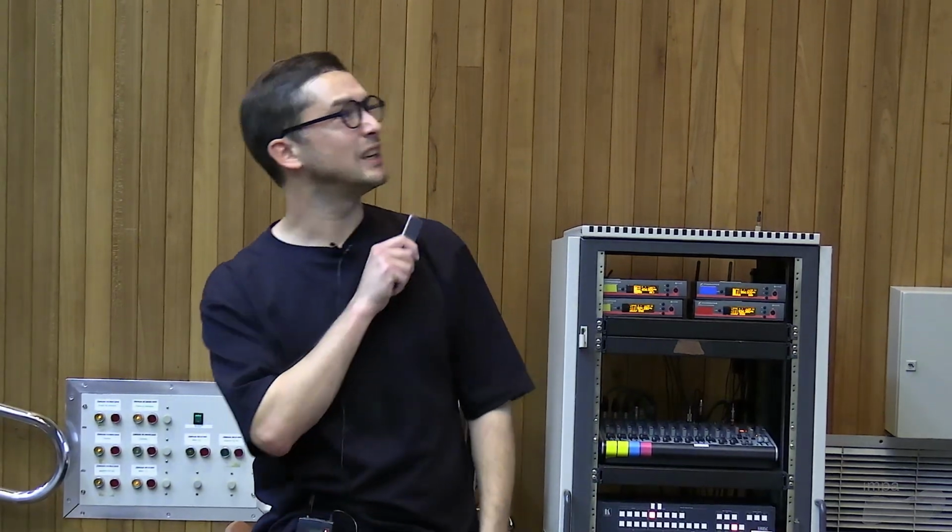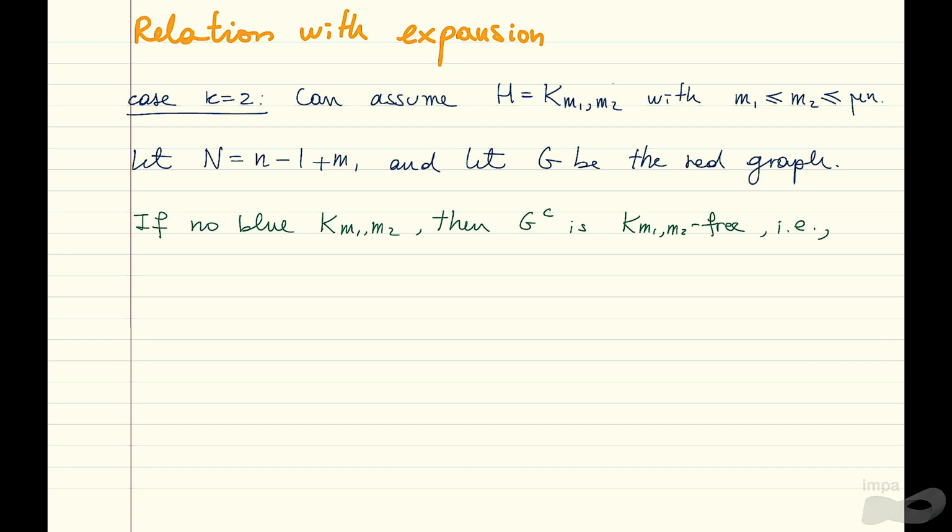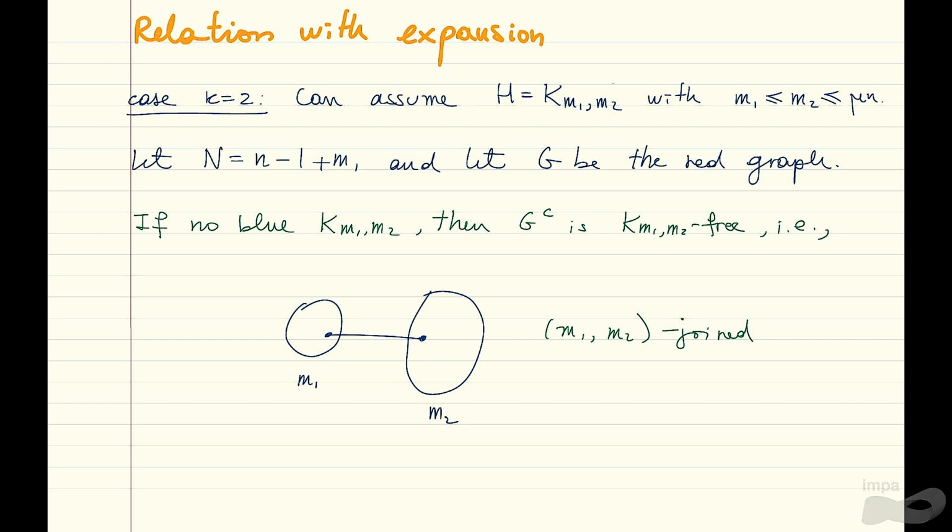OK, so I'm given a complete graph on capital N vertices, where capital N is n minus 1 plus m1. And let G be the red graph. If the blue graph contains no copy of K_{m1,m2}, this is equivalent to saying that the complement of G is K_{m1,m2}-free. And this is the same as saying that in G, any two disjoint sets of size m1 and m2 have an edge crossing. So this is essentially the same property that we said before of m-joinedness, but now we have some unbalancedness between the sets. We call this property (m1, m2)-joinedness.